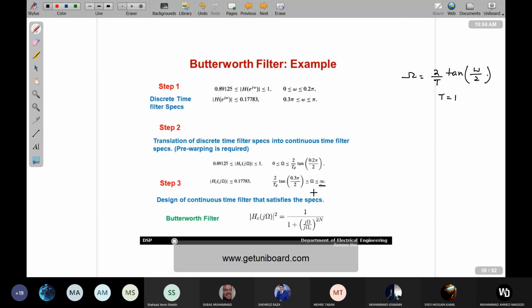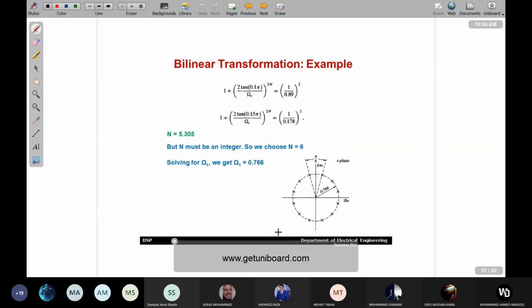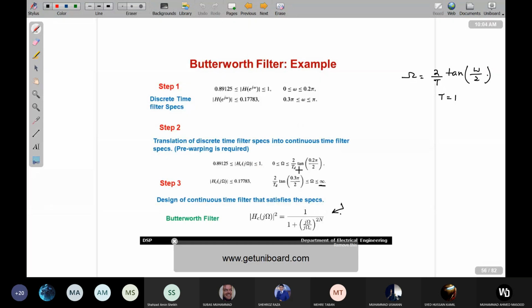So the j omega axis is moving up to infinity. Now again you will be using the same transfer function for the Butterworth filter, which is coming from the analog filter design catalogs, and as a result of that, now you have these equations. 1 plus 2 tangent 0.1 pi, that is coming from here.